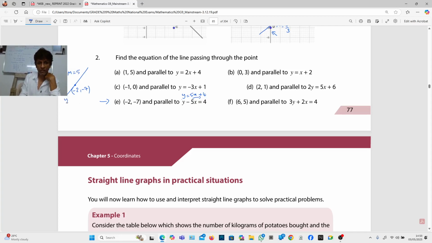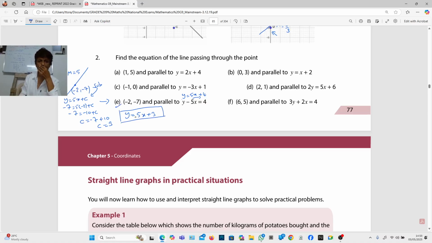The equation of a line is y = mx + c. So m is 5, so y = 5x + c. Now I can substitute this coordinate into this equation here. I got y as minus 7, so this is minus 7 = 5 times x, and x is minus 2, plus c. So that's going to be minus 7 = minus 10 + c. The 10 can go on the other side and become plus 10, so c is going to be equal to 3. Therefore, the equation of the line turns out to be y = 5x + 3, and here we are. This is the answer to that part E over here.